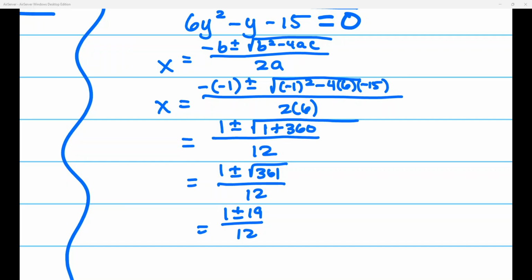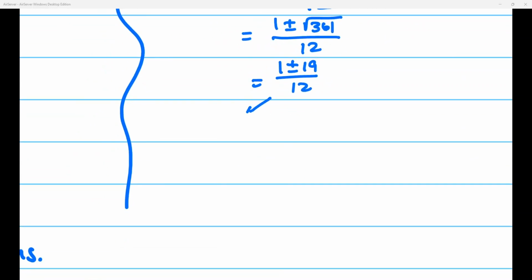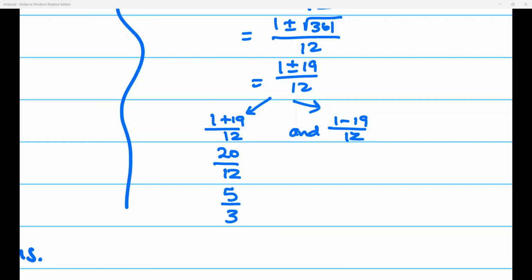So here's why we chose this problem. This is going to split into two different problems. It's going to be 1 plus 19 over 12 and 1 minus 19 over 12. That's going to be 20 over 12, which is a fraction. Who cares? We simplify that fraction. That's 5 over 3 is one of my answers. And that's a -18 over 12. And if I simplify that by 6, I get -3 over 2 is my other answer.